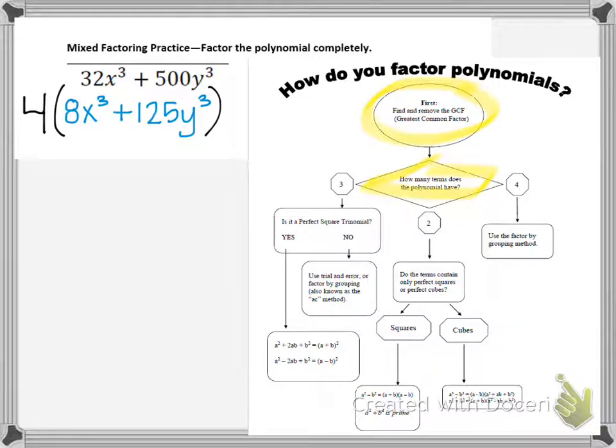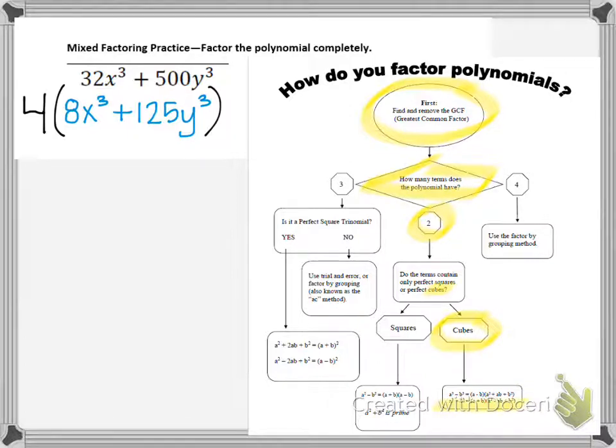So it says how many terms does a polynomial have? So 8x cubed plus 125y cubed has two terms. And now it asks me if it contains perfect squares or perfect cubes. Well, clearly here we have perfect cubes. 8 is a perfect cube. 125 is a perfect cube, and also our x and y have cubes. So we're following the cubes path, and now we just need to decide if we have a difference of cubes or a sum of cubes.